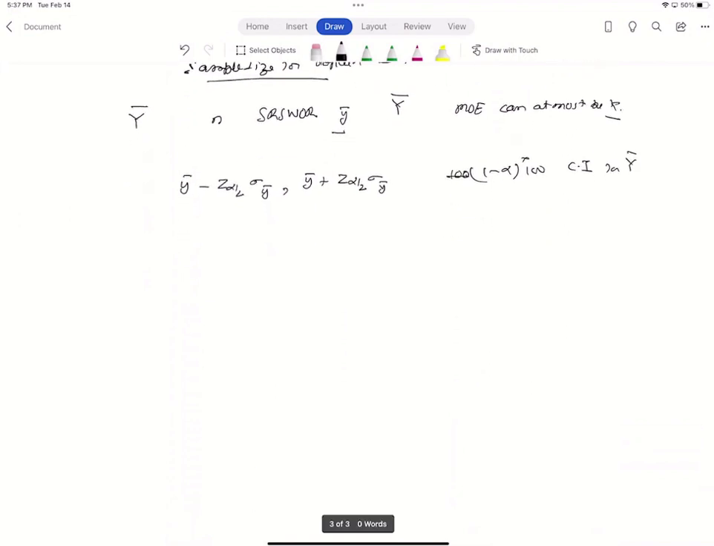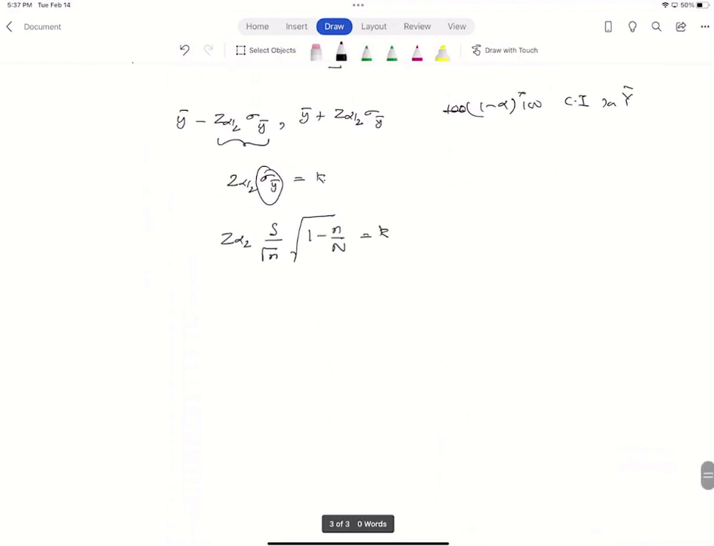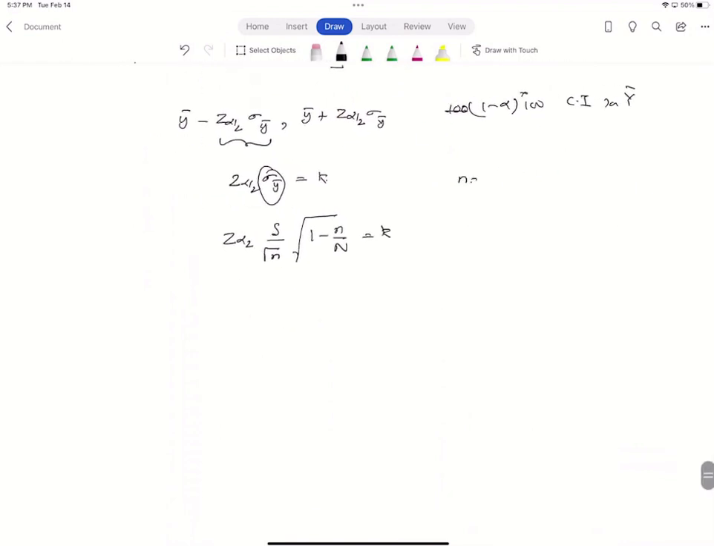And so the margin of error, what's the margin of error? This is the margin of error. Z half sigma y bar is equal to k, and we know what this is for estimating the mean, so we plug this value here, s upon under root n, times root of 1 minus n upon N, is equal to k, and we can simplify from this to get this value. n is equal to 1 upon (1 upon N plus k upon z half s) whole squared.